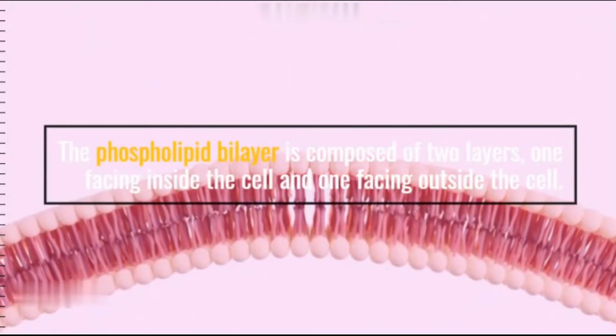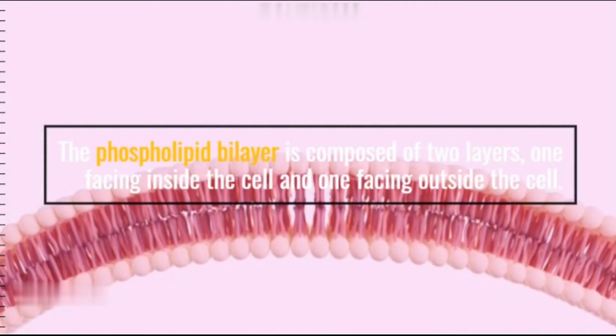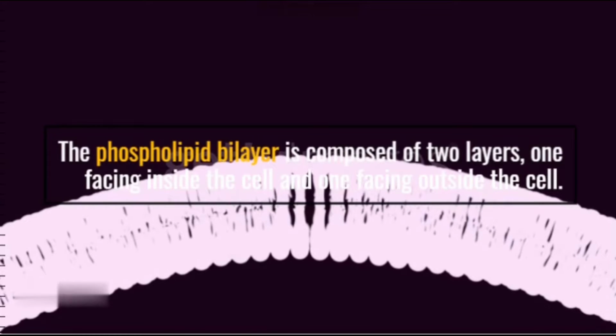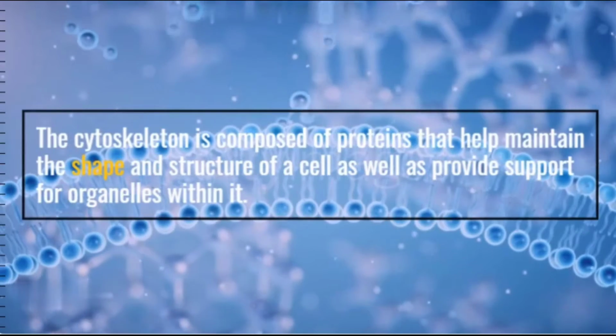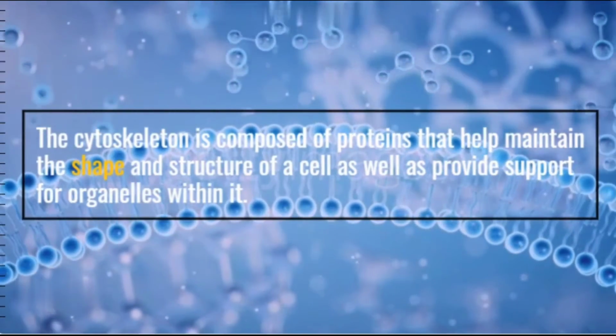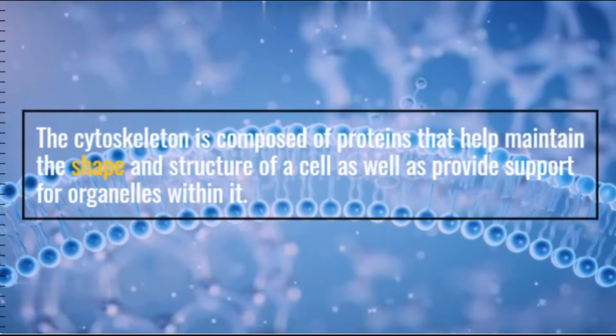The phospholipid bilayer is composed of two layers, one facing inside the cell and one facing outside the cell. The cytoskeleton is composed of proteins that help maintain the shape and structure of the cell as well as provide support for organelles within it.